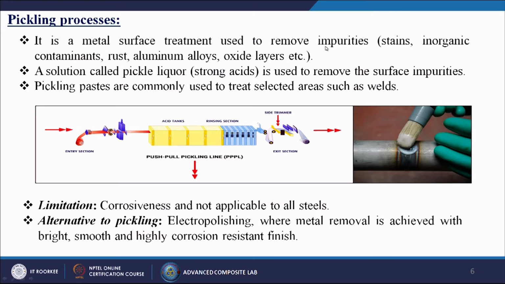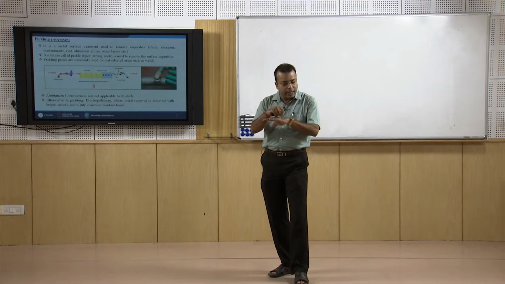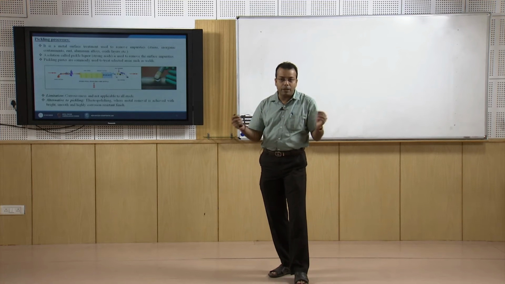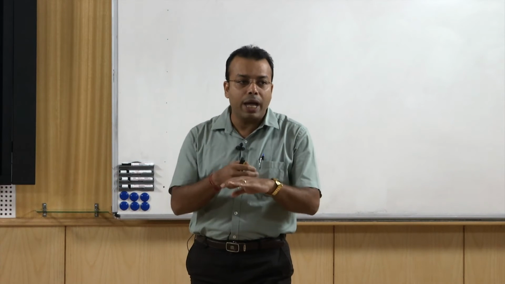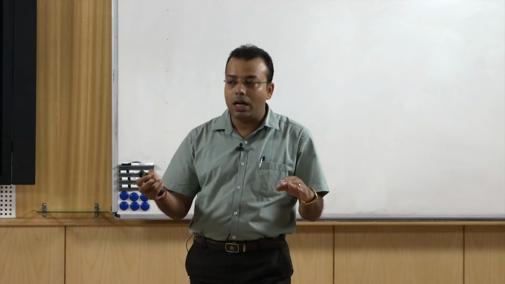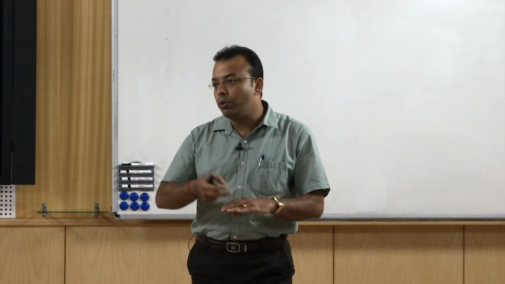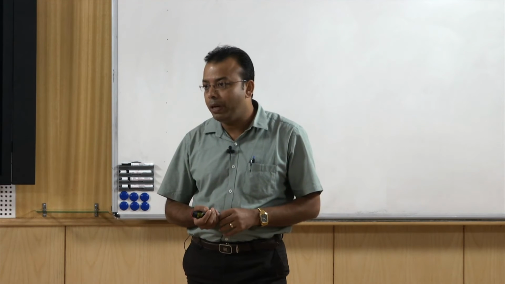Next we will start with the pickling process. From the name itself you can understand that the pickling process is something where we put certain material on top of the surface, then either it dries or does some kind of chemical reaction. After that we have to wash that surface, and due to that your surface modifications can be done.